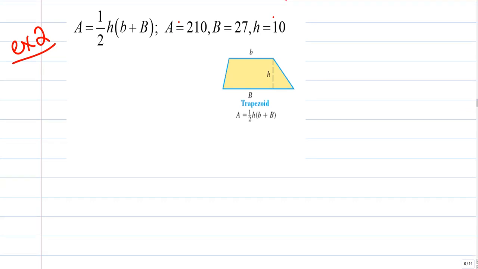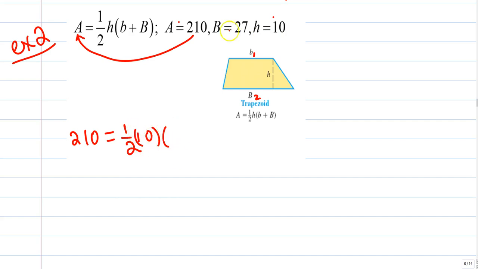All right. Here's another formula. The area of a trapezoid, 1/2 the height times the little base plus the big base. So I normally call it base 1 plus base 2. So we add the bases, we multiply by the height, and then we end up with half of that. Okay? So we fill in the area, 210 equals 1/2. The height we know is 10 times base 1, we don't know, little b, plus big B, 27.